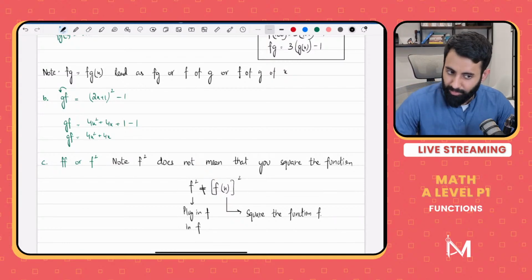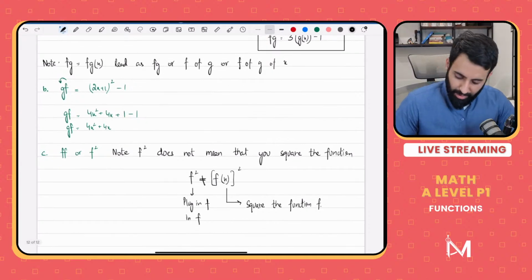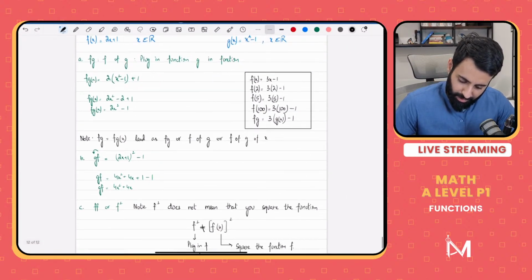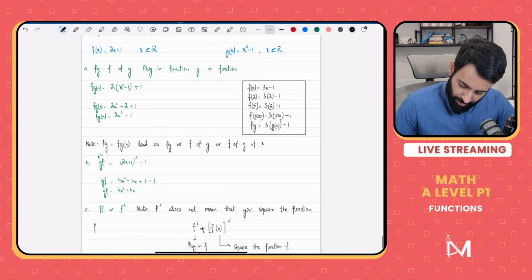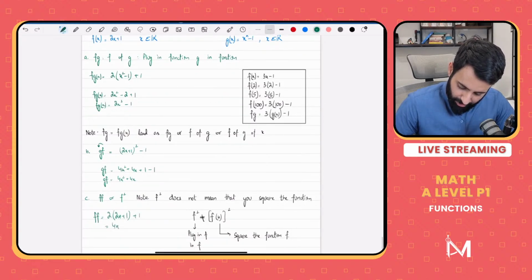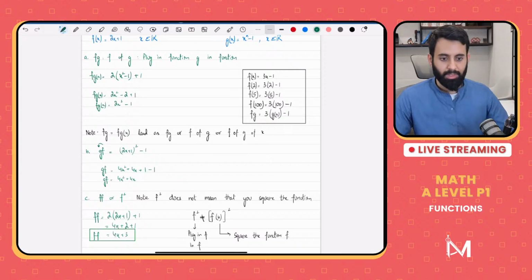Now, what is f of f? Let's see what the function f is. It's 2x plus 1. So if I want to find out f of f, this is how it works. It means 2, bracket open, 2x plus 1, plus 1. So what do we get? We get 4x plus 2 plus 1, which is equal to 4x plus 3. That is f of f. There you go. That's the answer.